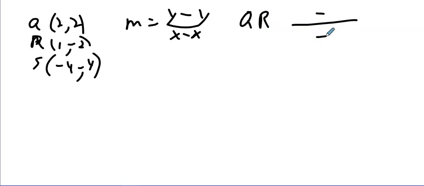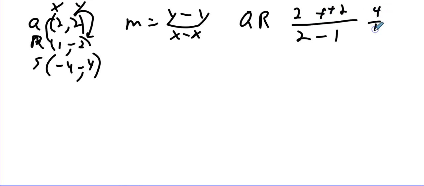Put the minus in first to remind ourselves. Okay? So QR, y is on top, so it's going to be 2 minus negative 2. Okay? QR, 2 minus negative 2, and then 2 minus 1 on the bottom. X's go on the bottom. So remember, y is on the top, x on the bottom. So that gives me 2 plus 2 is 4. 2 minus 1 is 1. So that's the slope of 4.